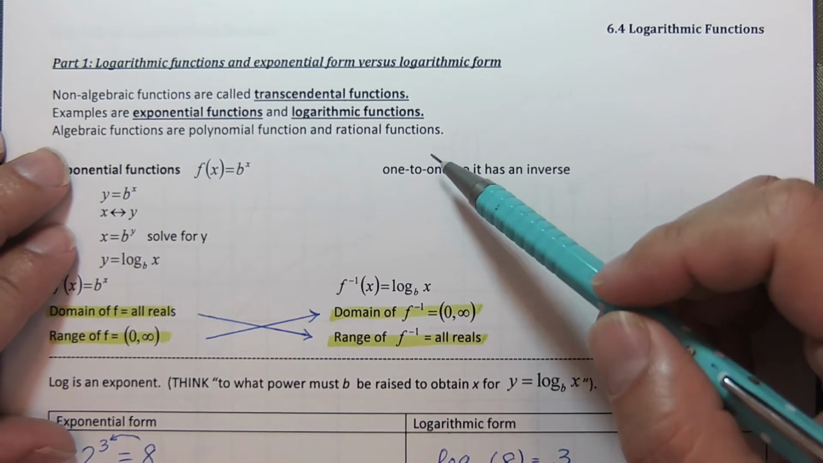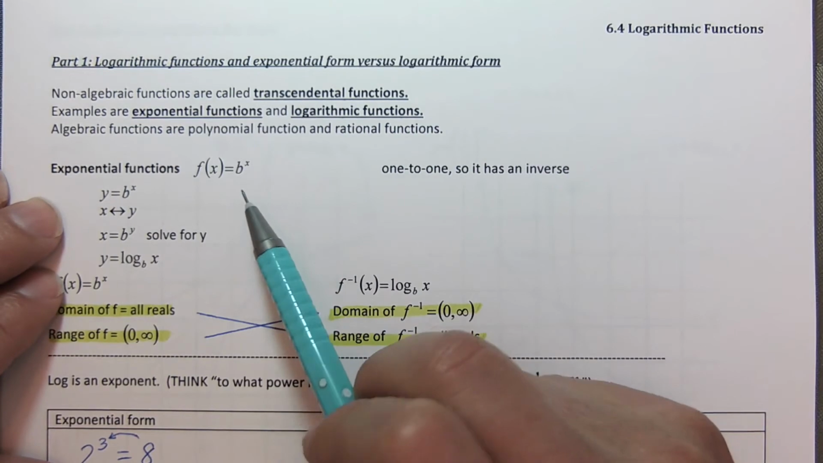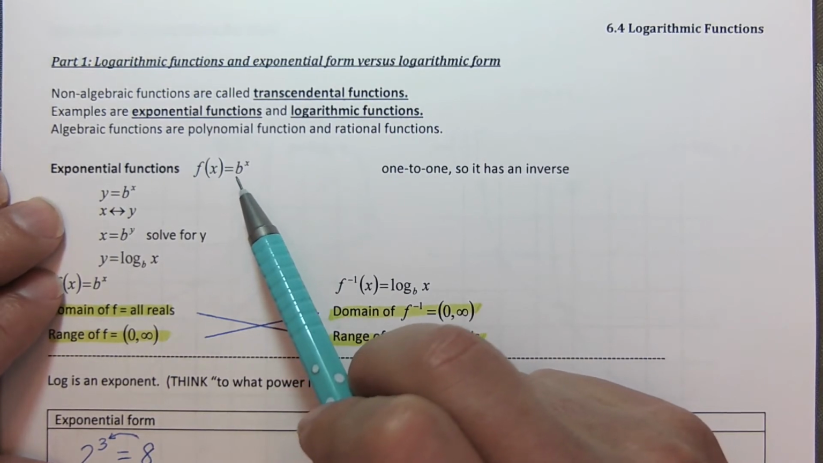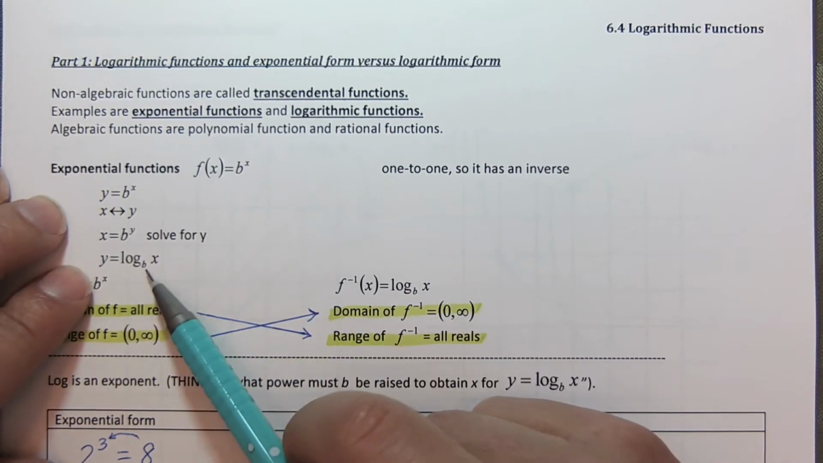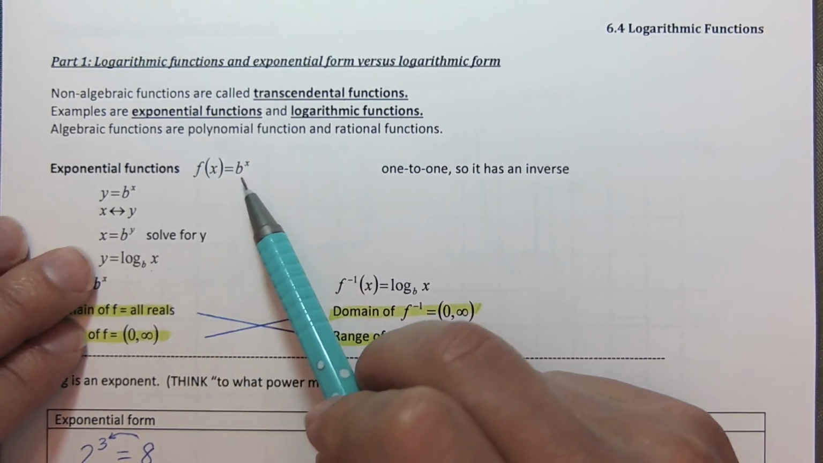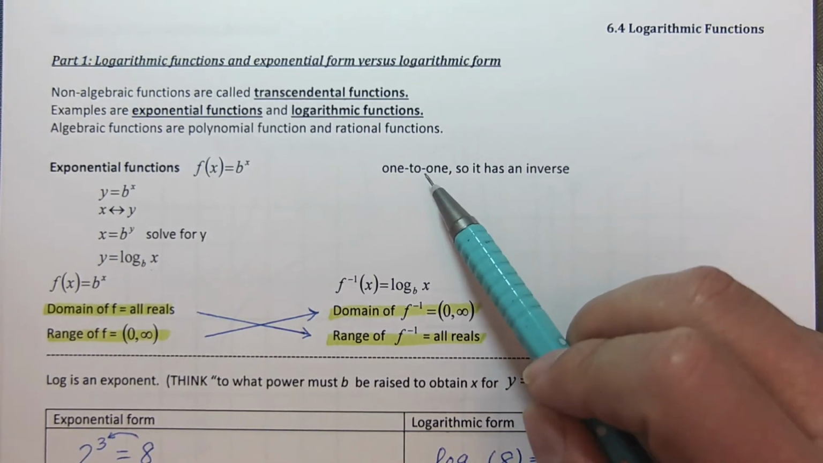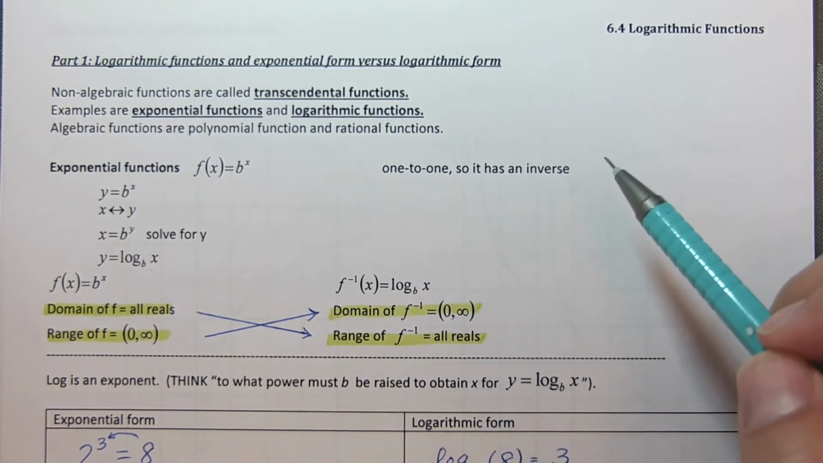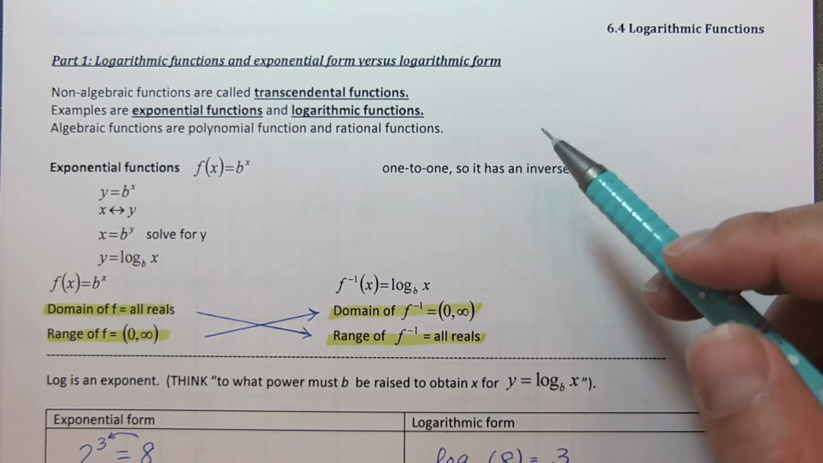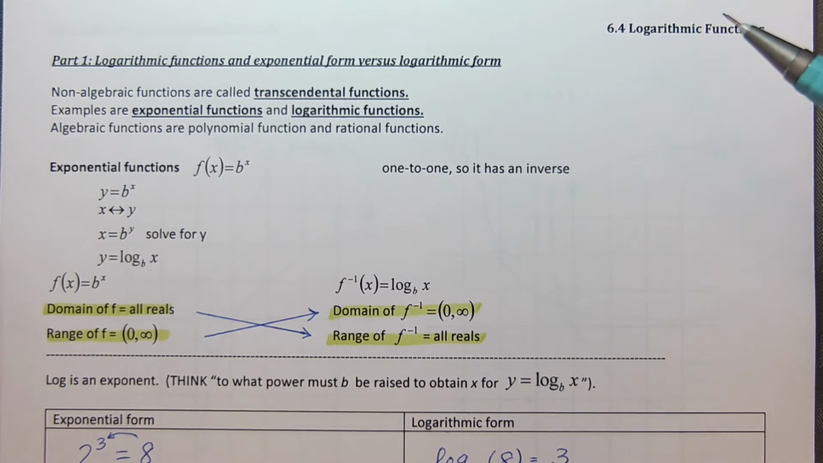Algebraic functions are polynomials or rational functions. We've already talked about all of those. An exponential function is of this form here, and its inverse function is here. So a logarithmic function and an exponential function are exactly inverses of one another. Both exponential and logarithmic functions are one-to-one, so they are, once again, inverses of one another. And you can see the domain and range switch between the two of them.